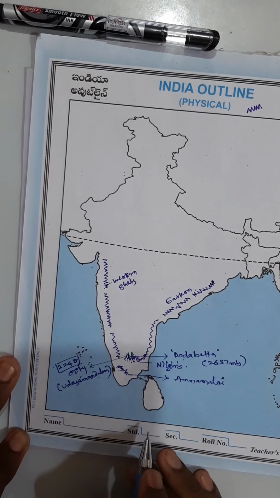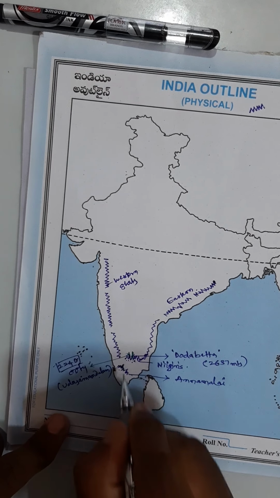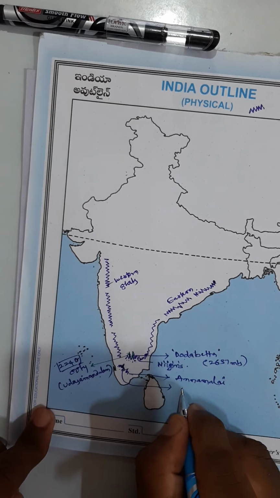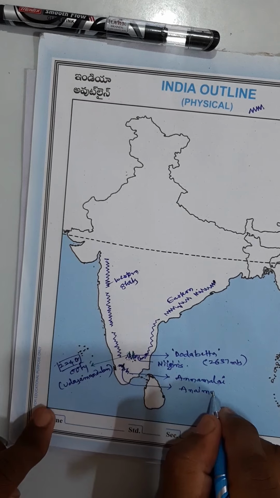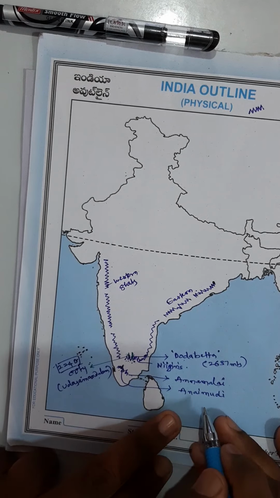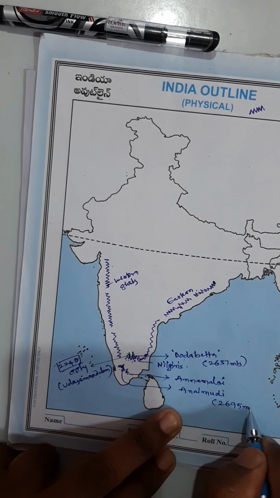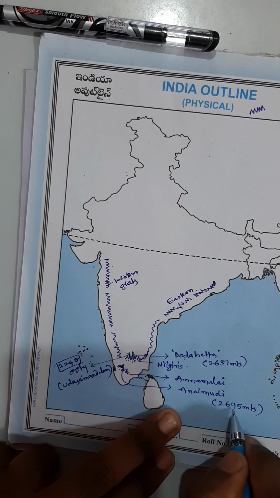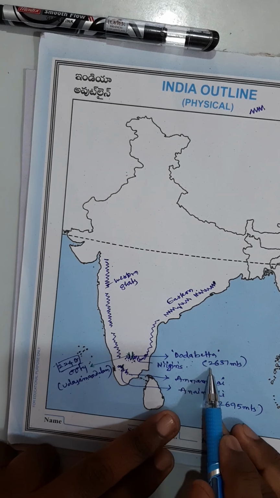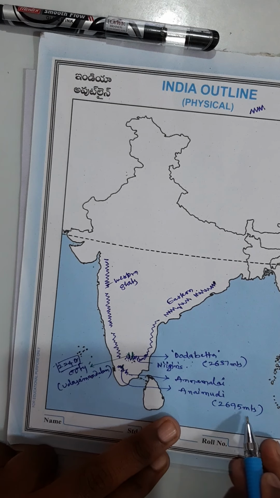These are called Annamalai Hills, and here in Annamalai Hills you also find the highest peak. Here it is, Anaimudi. Anaimudi is the highest peak in Annamalai Hills. Anaimudi's height comes to 2695 meters. So Dodabetta's height is 2637 meters and Anaimudi's height is 2695 meters.